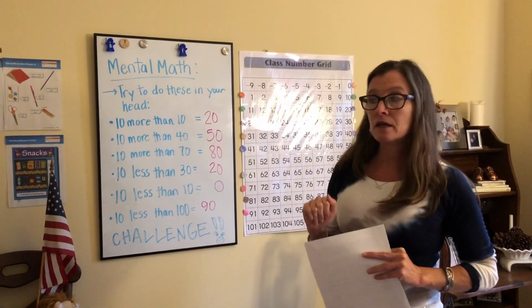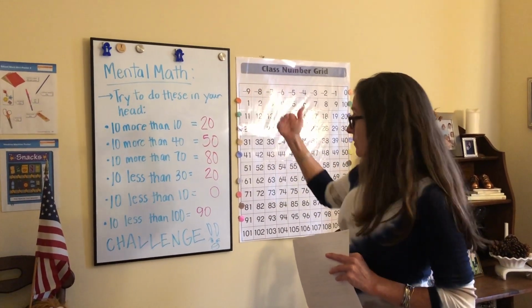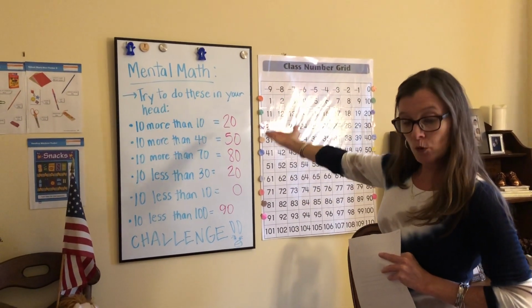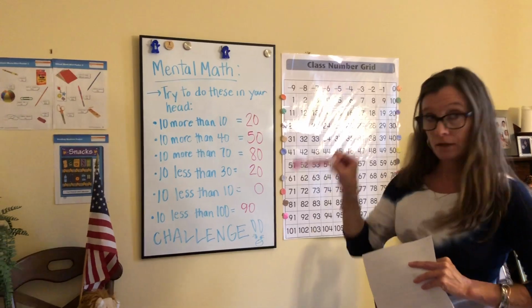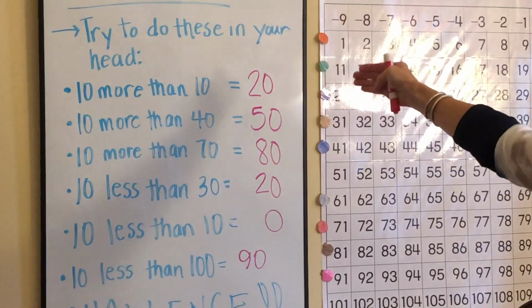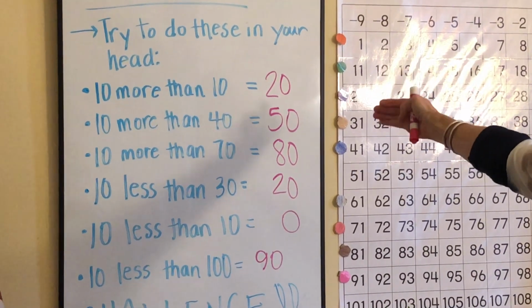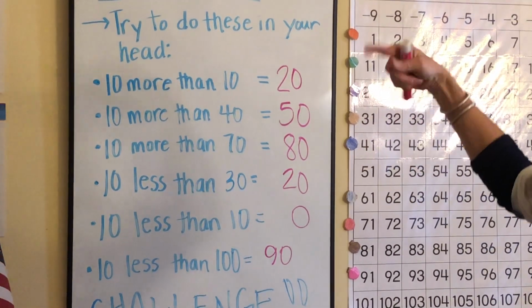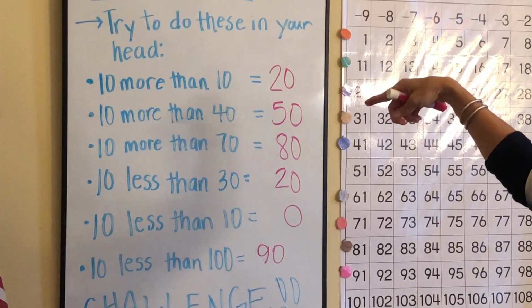Okay, welcome back. I hope you had a good time figuring this out. So there you go. Voila. In the pink Expo marker, you see, 10 more than 10 is 20. 10 more than 40 is 50. 10 more than 70 is 80. Give yourself a check on each one of these as you go.